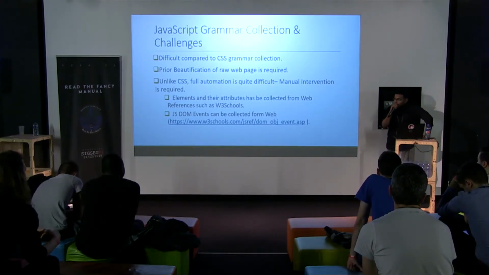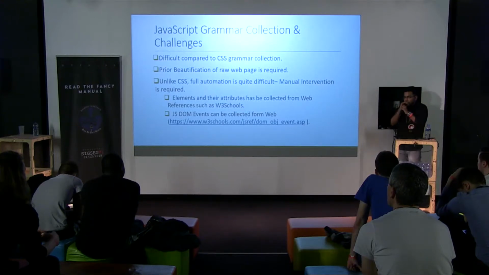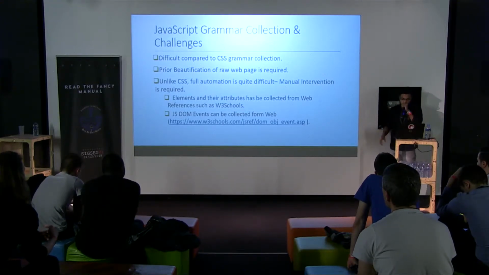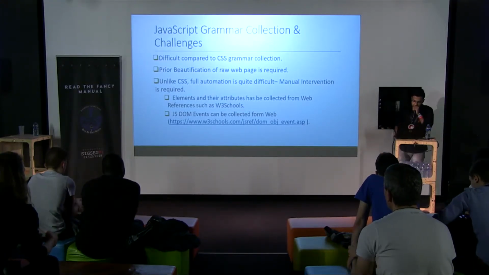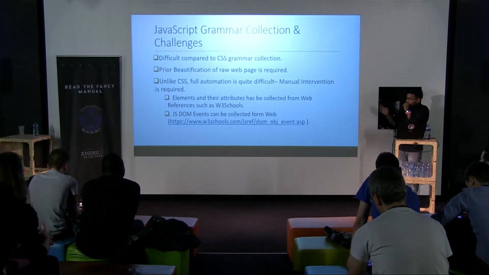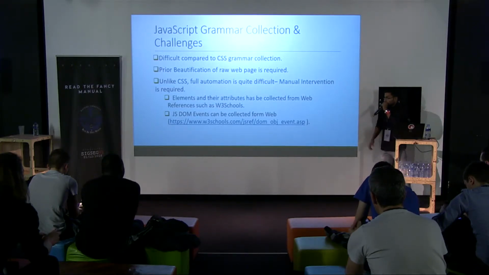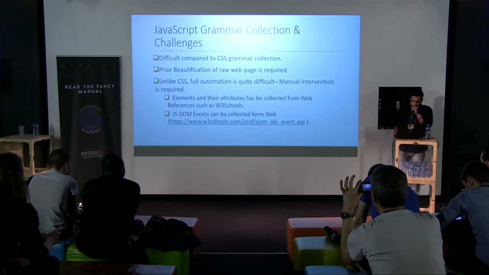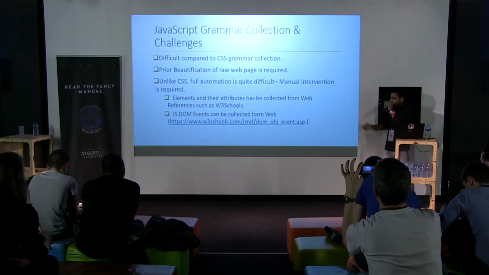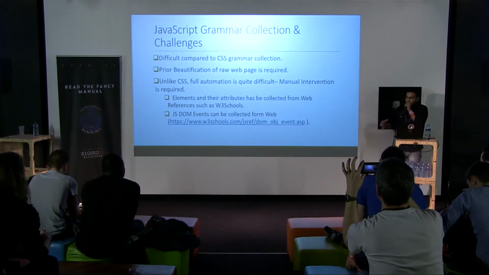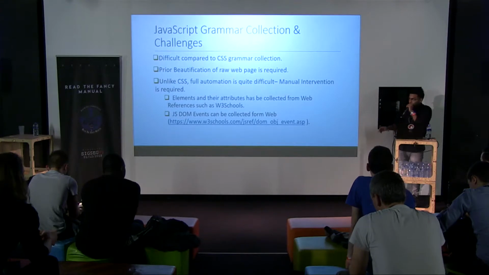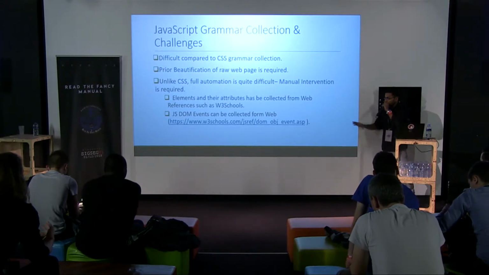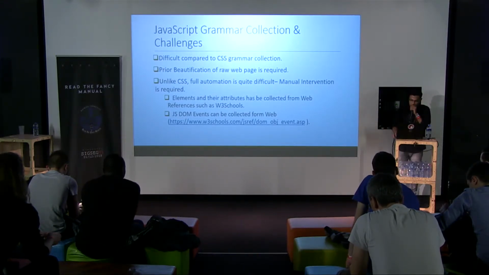So how do we do that? We have collected JavaScript grammar from different sources. Elements and their attribute values can be collected from W3Schools, and W3Schools also gives you some JS DOM event information. So for example, onload, onclick. This list of events can be found from these pages.